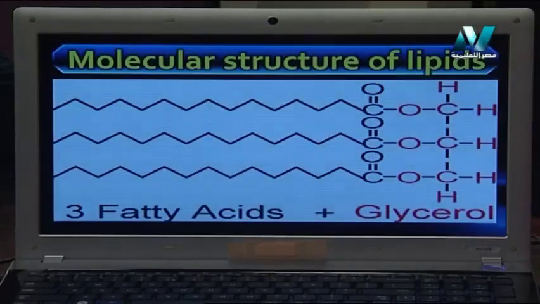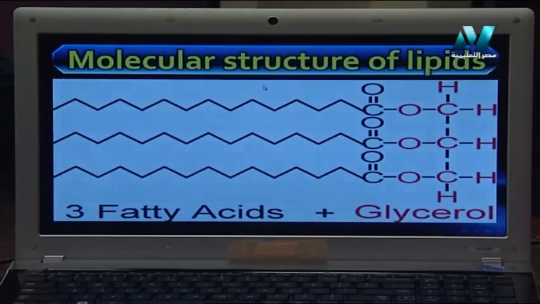We'll discuss together the molecular structure of lipids. Lipids are formed of 3 fatty acids and glycerol. Look at the glycerol here. The glycerol contains 3 OH. What is meant by OH? This is a hydroxyl group. So the glycerol contains 3 OH or hydroxyl groups.